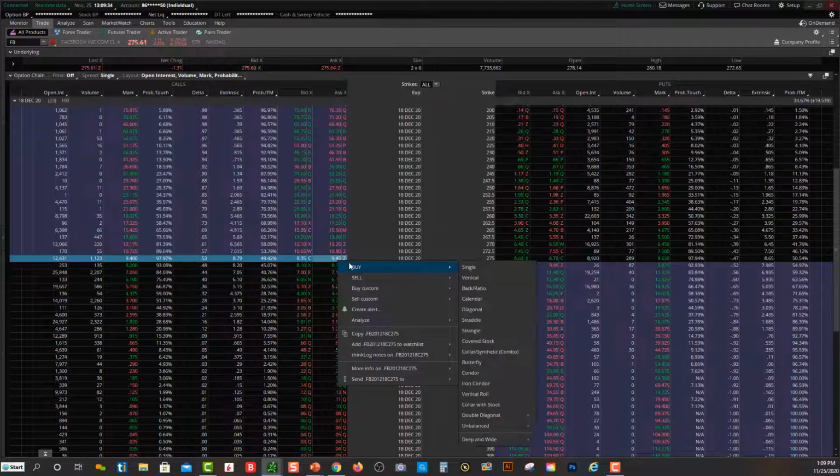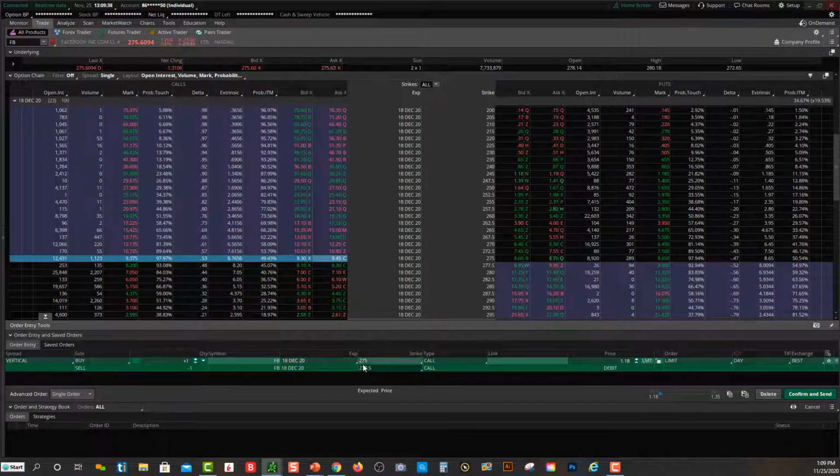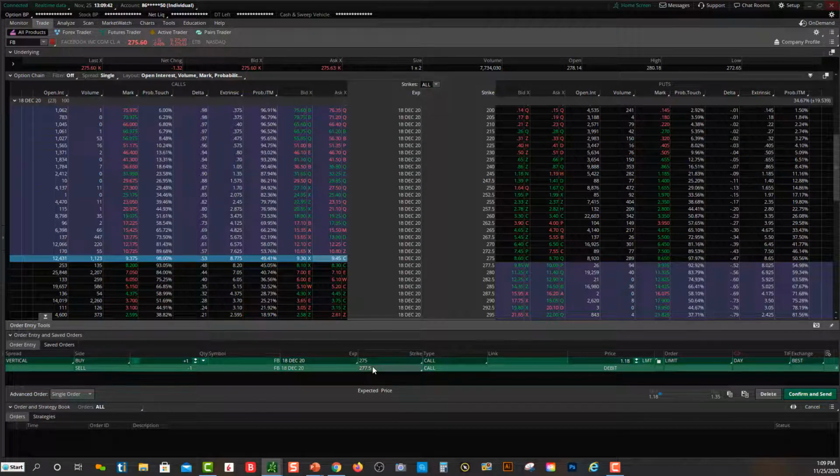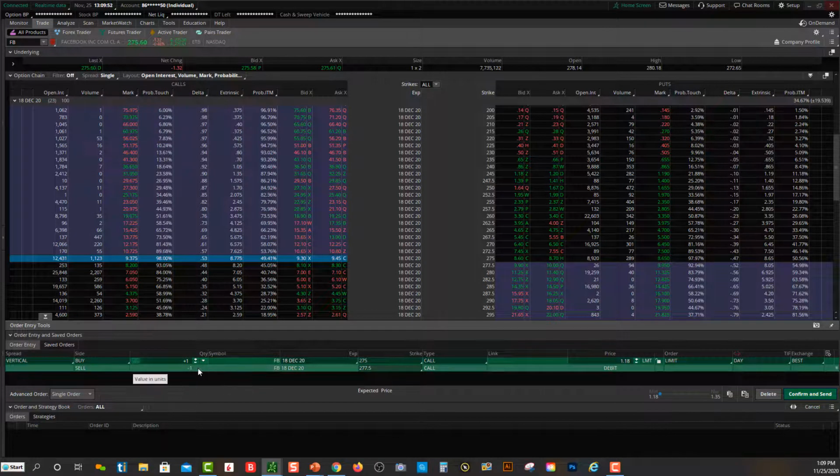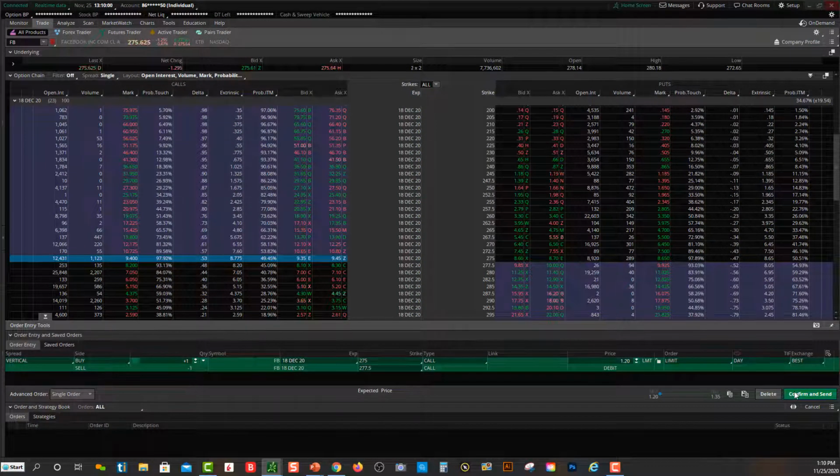So this is where you would buy a vertical right here, and you'll see I bought the 275 and then I would sell the 277.50. So you'll see price is basically in between over here. It's the combination of buying an options contract and then selling an options contract. And this is the debit amount, right? $1.20, that's what I would pay, or $120, because it's 100 shares for each options contract.